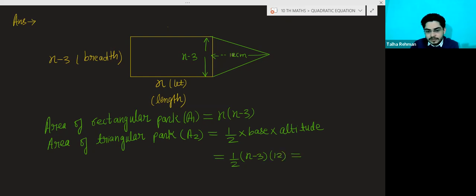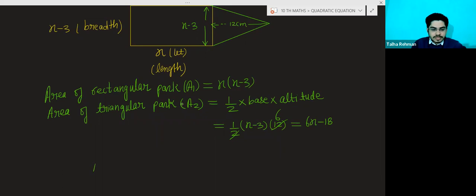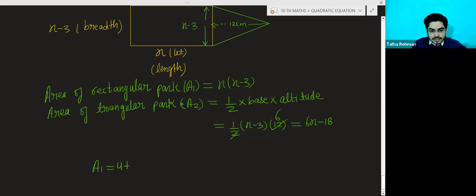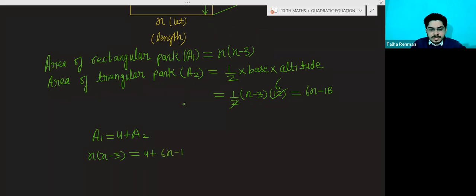So what area will you get? You will cancel it. You will get 6. You will multiply it. 6x minus 18. So the area of the rectangular park is this and the area of the triangular park is this. And they are saying that this A1 is 4 more than A2. Means A1 is equal to 4 plus A2. So what is A1? x into x minus 3 is equal to 4 plus 6x minus 18.